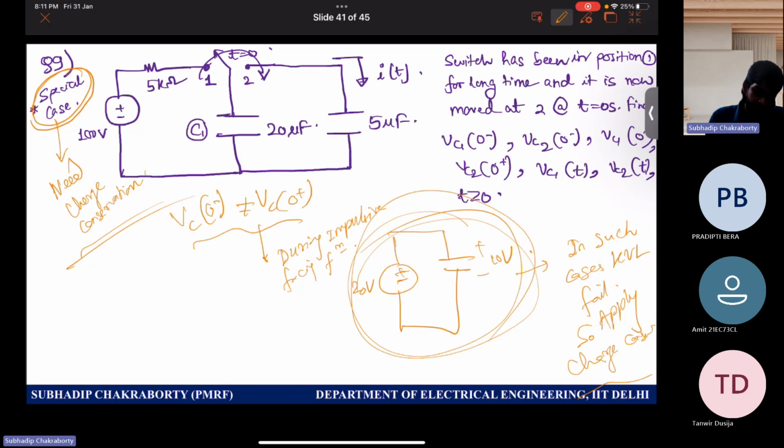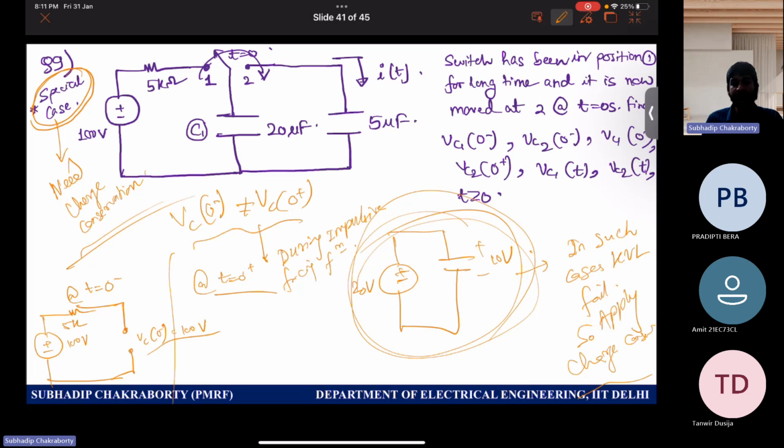So for example, I solve at t equal to 0 minus and t equal to 0 plus. I'm just showing you a small part. This is 100 volts. This is 5 kilo ohm. The switch was initially in position 1, so the capacitor should be open circuited, and VC0 minus is 100 volts. The capacitor is open circuited because it already reached steady state at position 1. Now 100 volts is appearing across the capacitor.